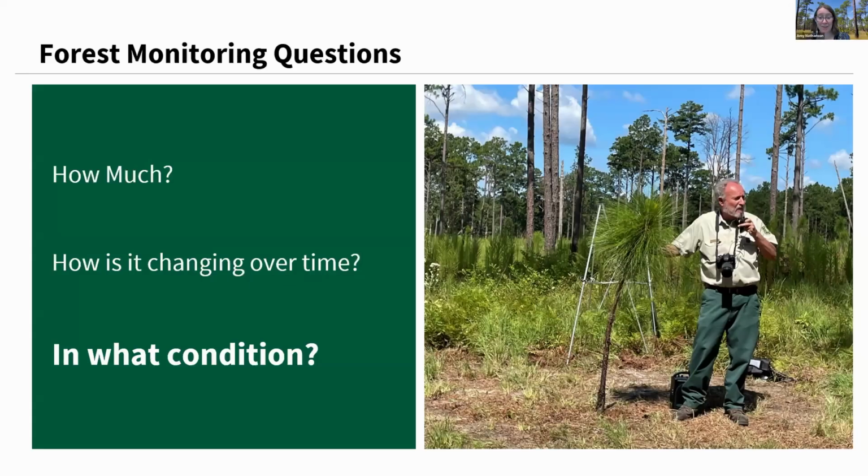And just to call out the picture, this is a picture of Jim Caldwell, the public affairs officer on the Kisatchie National Forest. He's given a little longleaf pine sapling a little wiggle. We're going to talk about longleaf pine first, and then we're going to come back to the Kisatchie National Forest.